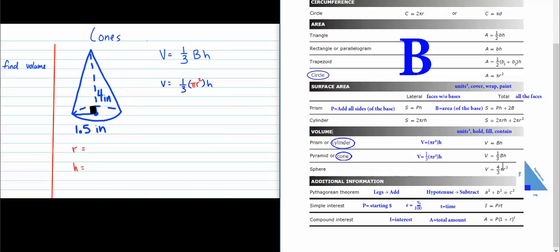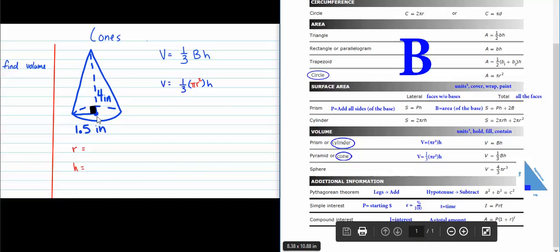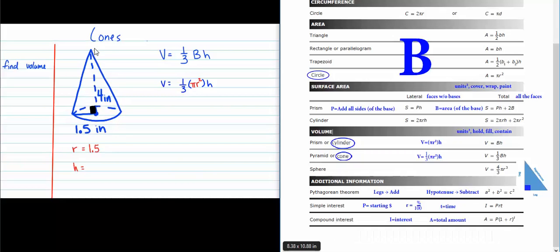So what's my radius here? That line there already goes halfway, so it'll be 1.5. And my height will be 4. So once I got that, sub it in where it belongs. So 1/3 pi, instead of r, I'll say 1.5. Don't forget squared. And then in place of h, I'll put 4.